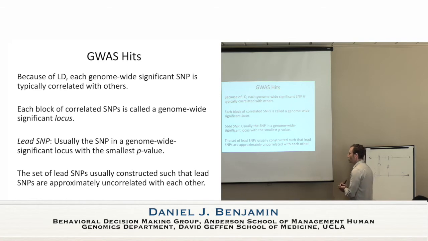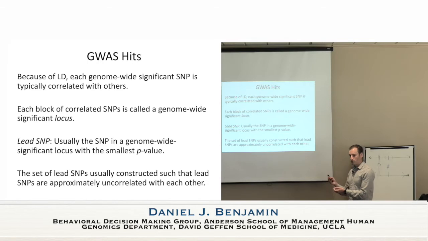And we also try to use an algorithm such that the set of lead SNPs collectively are approximately uncorrelated with each other, because we don't want to be double counting a locus when we're counting up the lead SNPs.